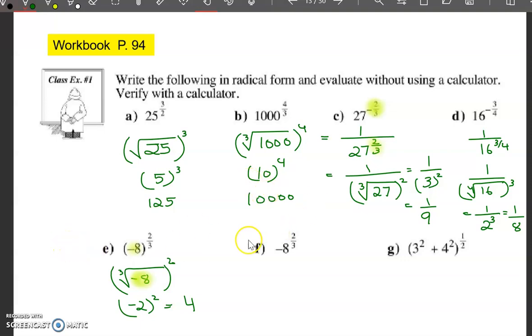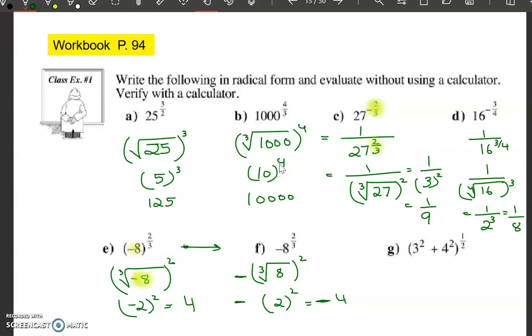How is f different from e? In f, the base is not -8, it's just 8 because there's no bracket around it. So this negative will stay outside, and then you will do the 8 as a radicand, cube root it, and then square it. So the negative will stay outside. This is a 2 squared, and the negative stays outside, and that gives me a 4. So in the end, the answer is -4. So a big difference between these two questions.